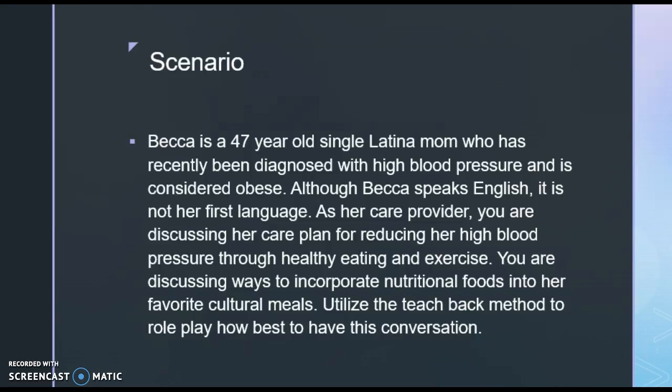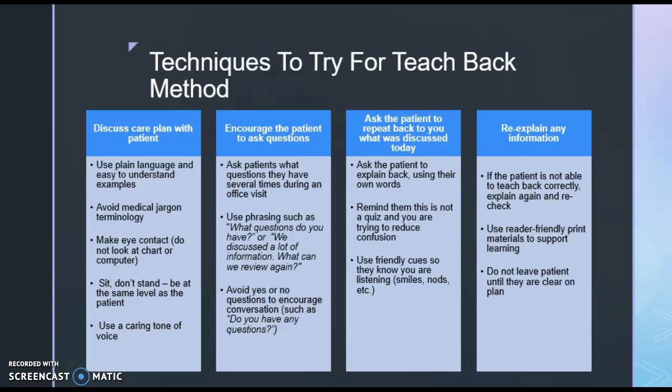So when doing this, think about those 4 steps that we've talked about earlier for when you're discussing that care plan, all the way between asking questions and then asking them to repeat back what was discussed today. And then always remember, re-explain any information at the end that the patient may seem unclear about. Under each of these bullet points, remember to think about some of the things we've already discussed today that you can implement into your conversation, such as using plain language. Again, always avoid medical jargon and terminology. Make sure it's wording that the patient you're working with can easily understand.